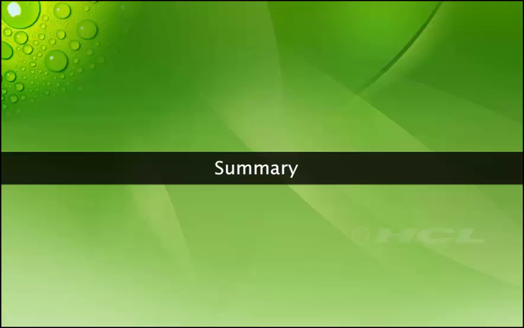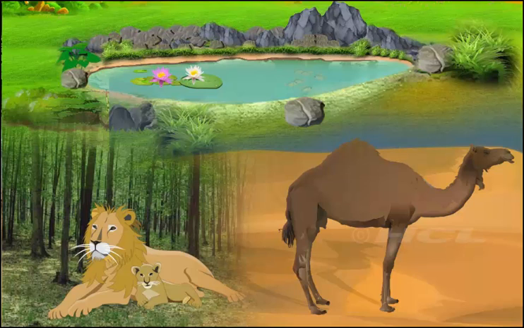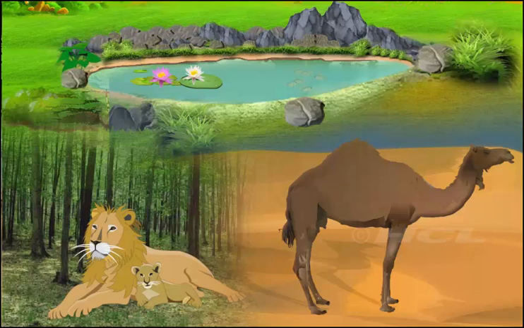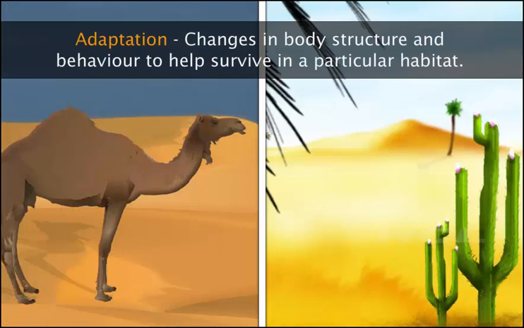Let's recap what we have learnt so far. The natural surrounding where living organisms get food, water, shelter, and a suitable environment to live and reproduce is known as habitat. Change in the body structure or behavior of living organisms to enable them to survive in a particular habitat is known as adaptation.